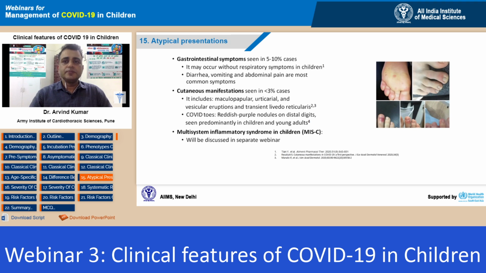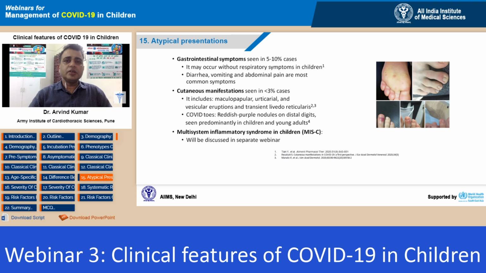These include isolated GI symptoms in the form of diarrhea, vomiting, and pain abdomen. COVID-19 can also have skin manifestations in the form of rash and reddish purple nodules on digits, known as COVID-19 toes. One unique presentation in children is MIS-C, a multisystem inflammatory syndrome in children. About that we will discuss in a separate webinar.